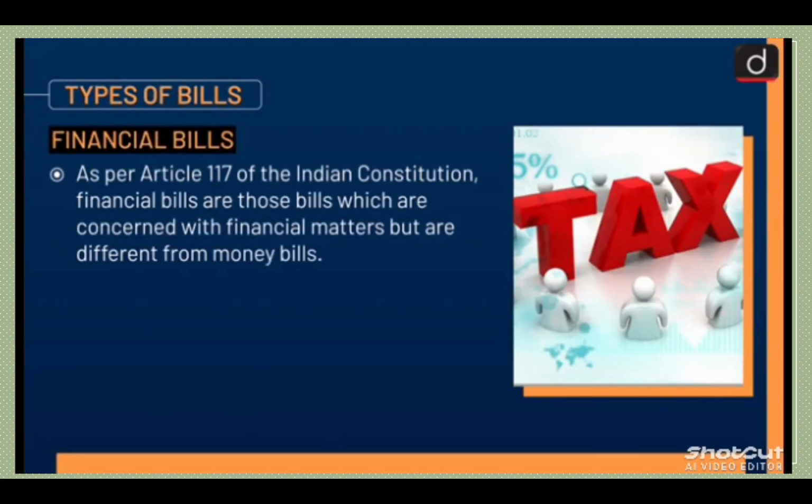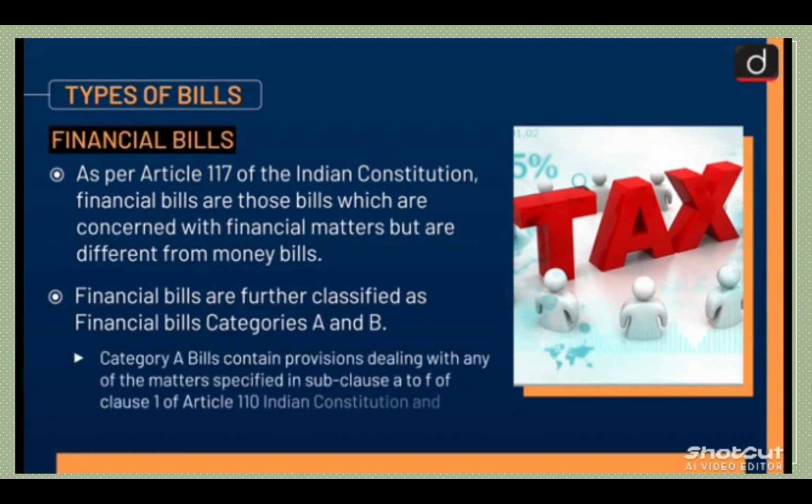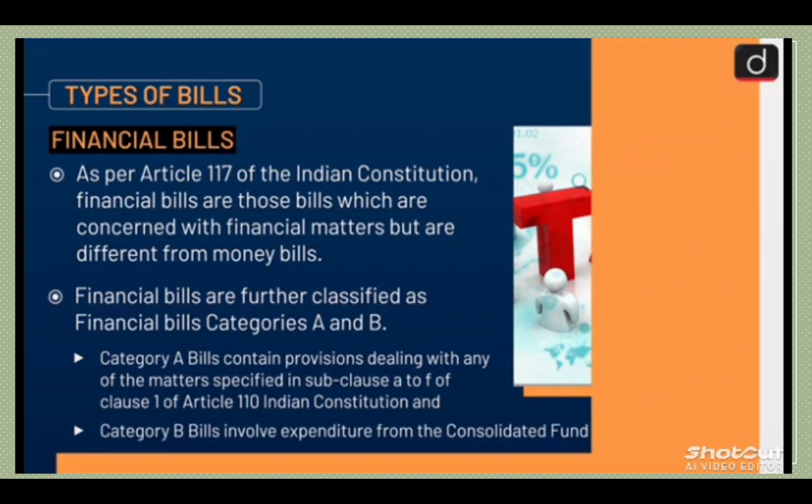Next is financial bills. As per Article 117 of the Indian Constitution, financial bills are those bills which are concerned with financial matters but are different from money bills. Financial bills are further classified as financial bills categories A and B. Category A bills contain provisions dealing with any of the matters specified in subclauses A to F of Clause 1 of Article 110 of the Indian Constitution. And Category B bills involve expenditure from the Consolidated Fund of India.